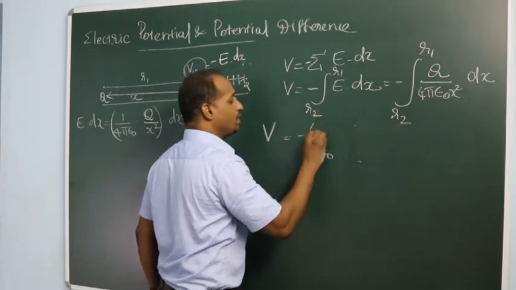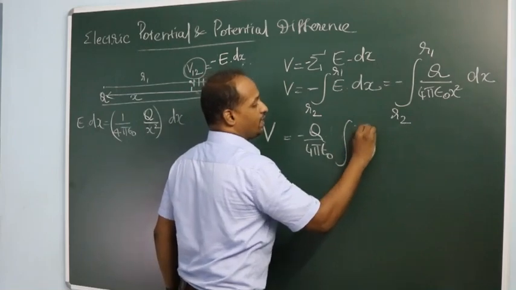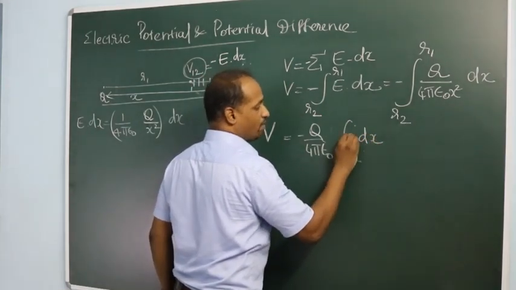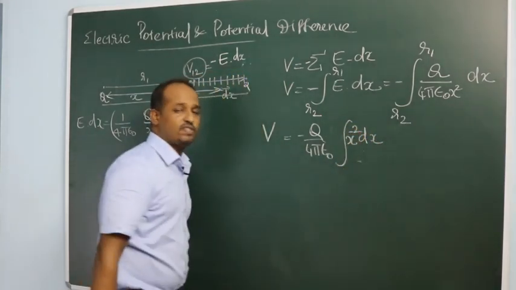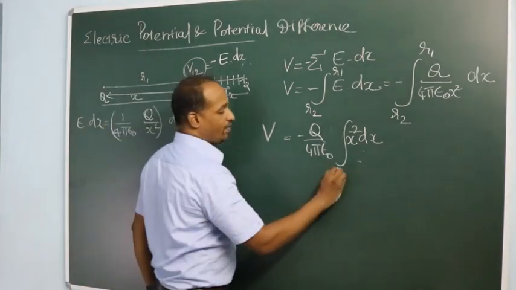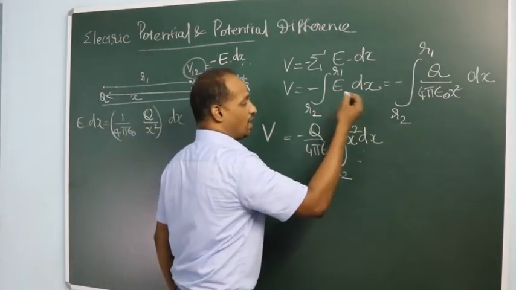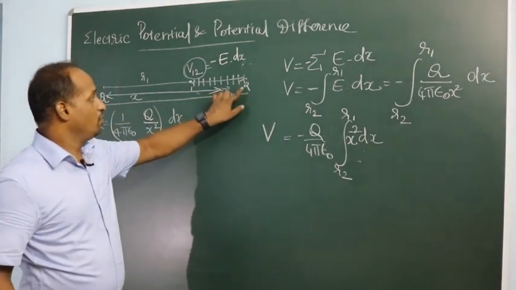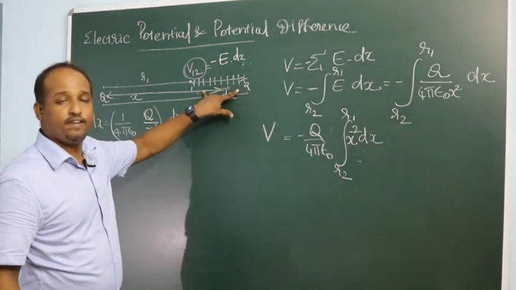I will write q here, integral dx by x square, but that x when it goes up becomes x power minus 2 dx. From where to where? R2 to R1. So if you move from R2 to R1, you will find the difference.